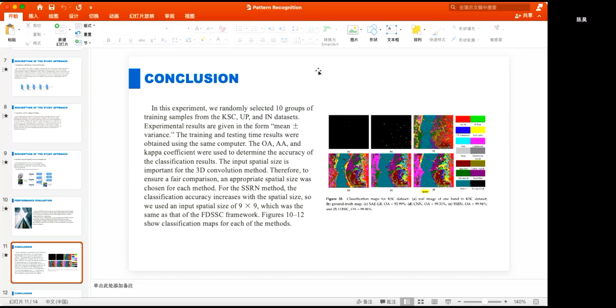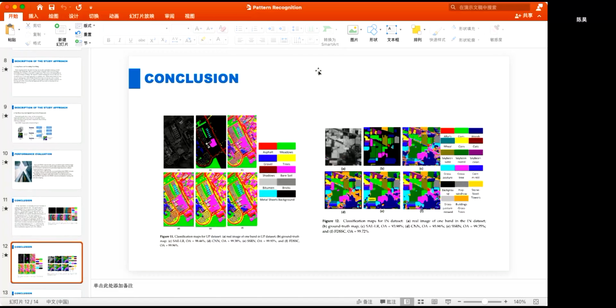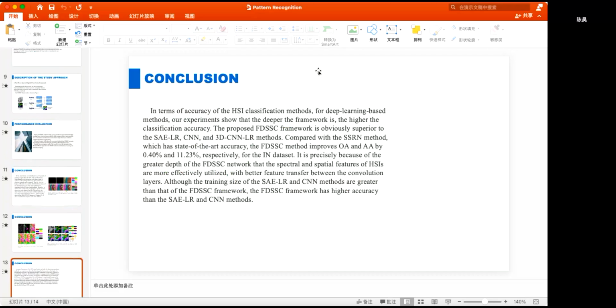And this is Fig 10. And the left map is Fig 11. Right map is Fig 12.